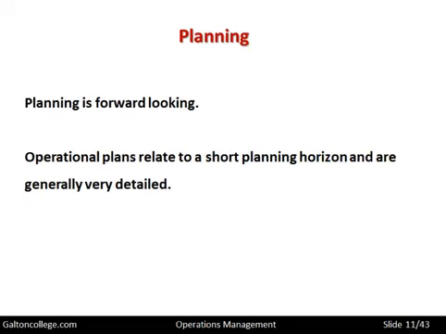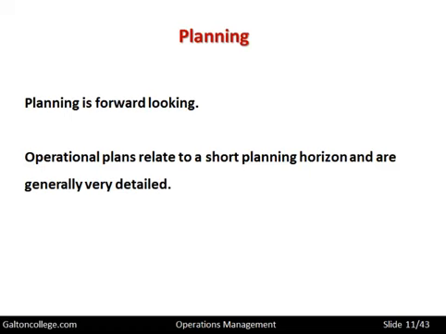Planning is forward-looking. Operational plans relate to a short planning horizon and are generally very detailed. So operational plans are different from strategic. Strategic plans are issued by top management who want to see where the organization will be perhaps in the next 3 years, 5 years, whatever. It may deal with issues like globalization and relocation of plant and diversification, introducing new products and talking about the different technologies and so on. It's long run. It's almost aspirational.